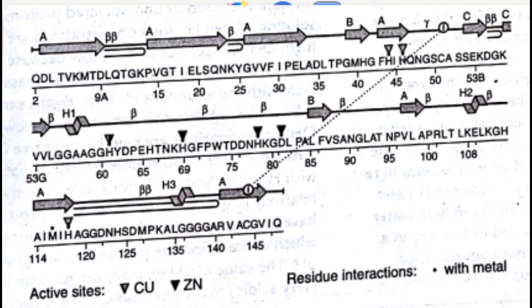The sequence of amino acids that comprise a protein completely determines its three-dimensional shape, its physical and chemical properties, and ultimately its biological function. This sequence is called the primary structure of the protein.